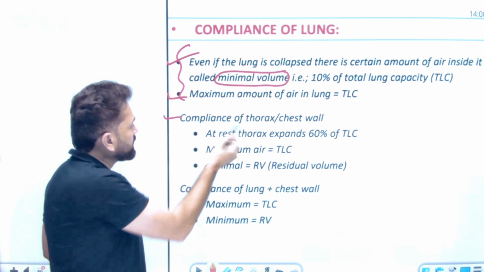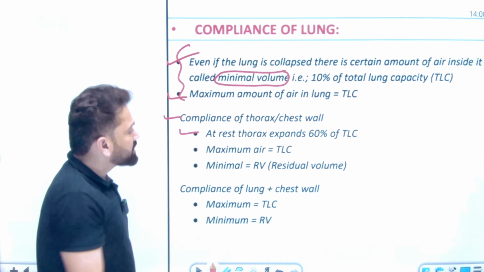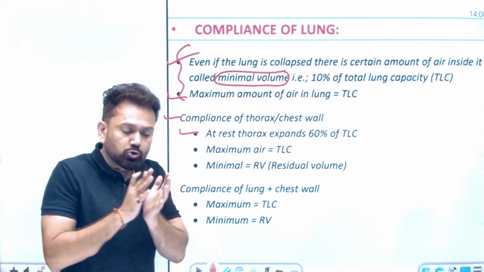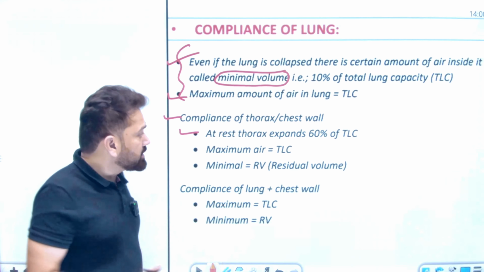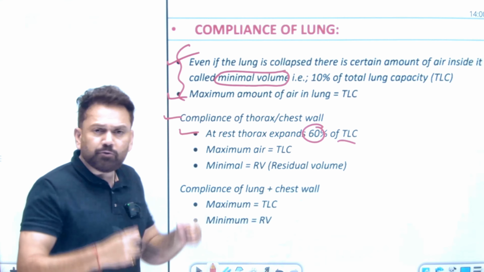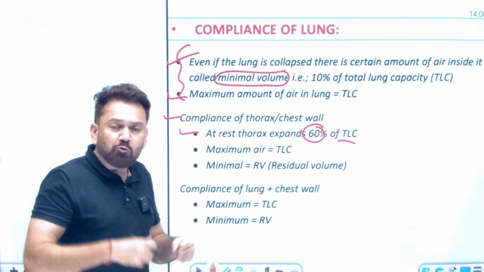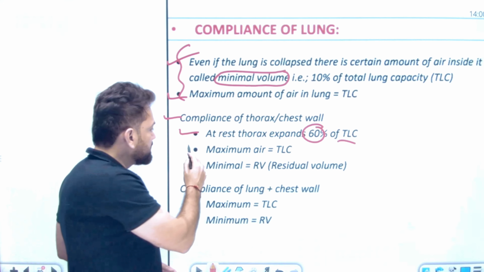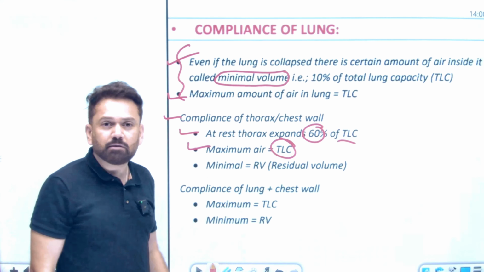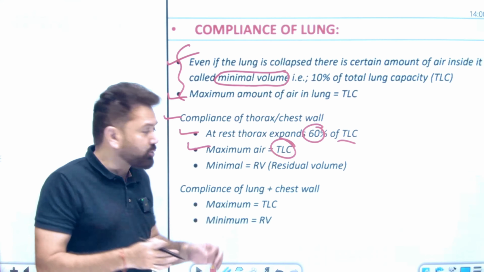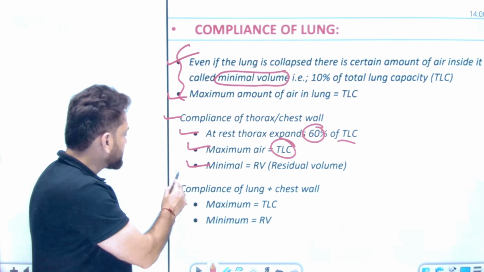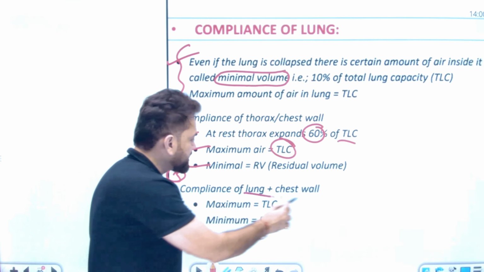Now, compliance of thorax. At the resting condition, if you cut the pleural membrane, I told you, your thorax will expand. How much? 60% of TLC. Okay. But if you fill air in the thorax, what is the maximum air in the thorax? Again, total lung capacity. And if you remove air from the thorax, what is the minimum air in the thorax? Residual volume.